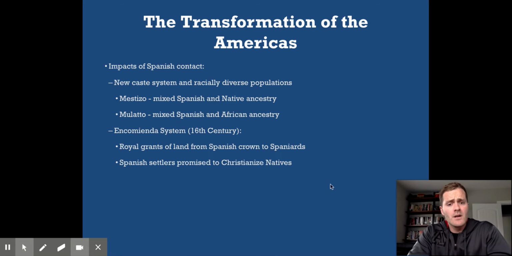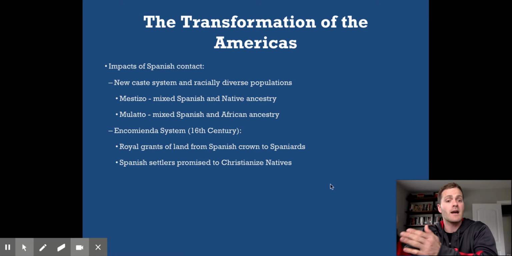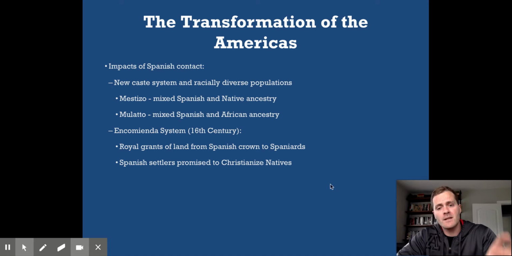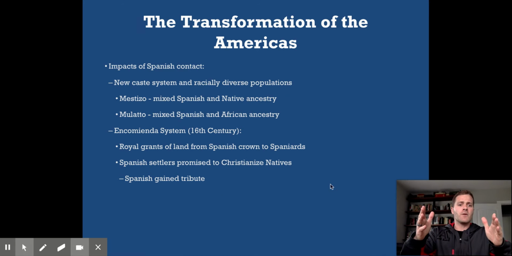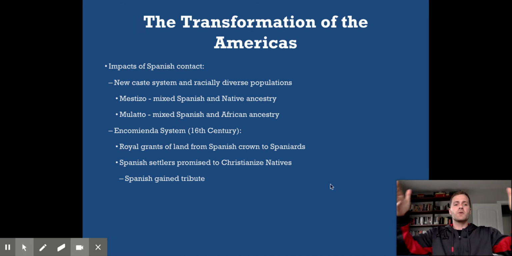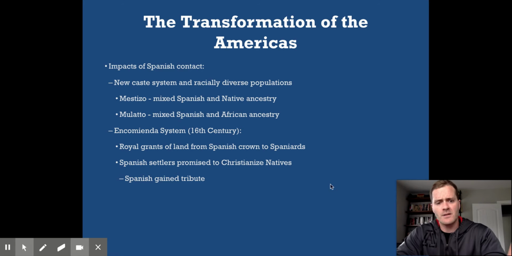In return, the Spanish are going to promise, as they come to the New World, to Christianize the natives, to take the native population in modern-day Mexico and Central America and the Caribbean and California, and convert them to Christianity. In return, the Spanish would gain tribute. They would spread the word of God.